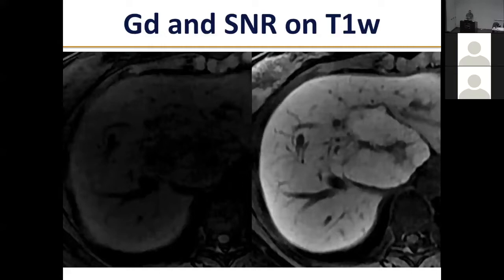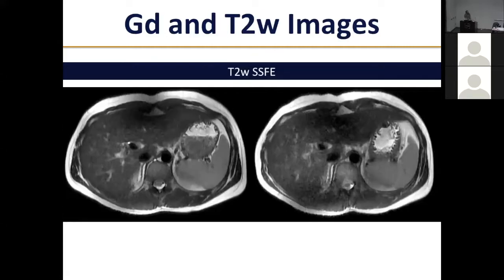And this is different than on CT. When you do contrast on CT, it does not change the signal-to-noise ratio of the structure you're looking at. It changes the contrast-to-noise ratio, but doesn't change the signal-to-noise ratio. So this is pre versus post.